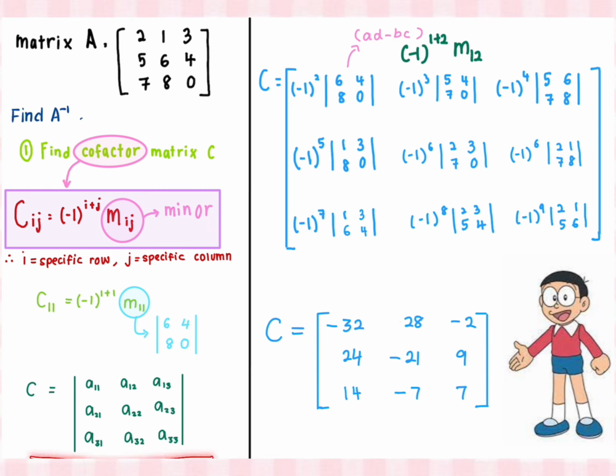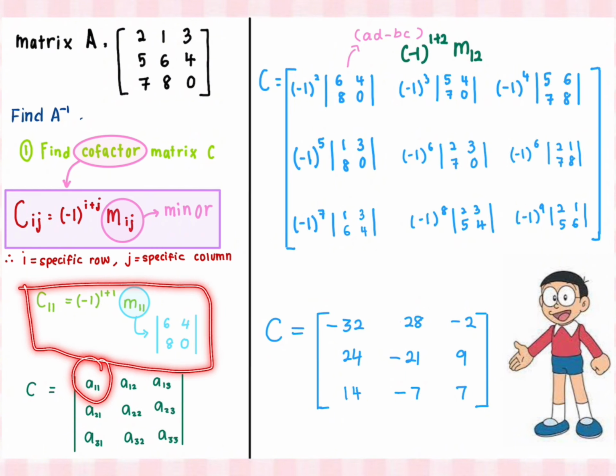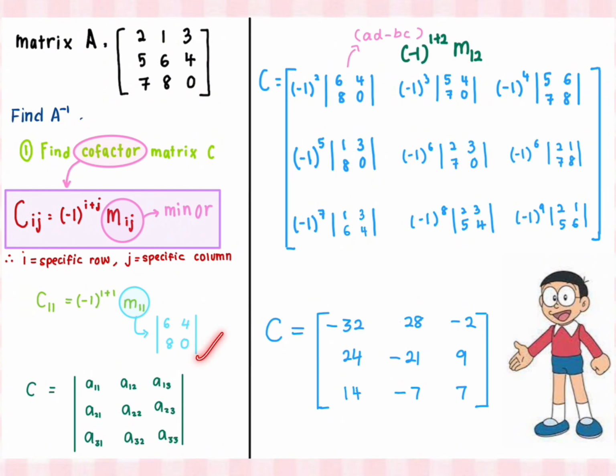And here is the sequence for us to find the cofactor. Back to our question, we need to find the cofactor of this matrix, right? So just follow the sequence. The first one is we need to find C11. C11 is what we have done here, so we can just copy it and take it into here.